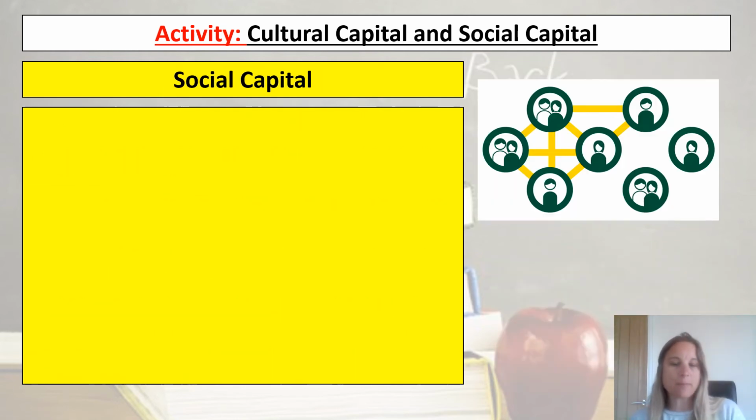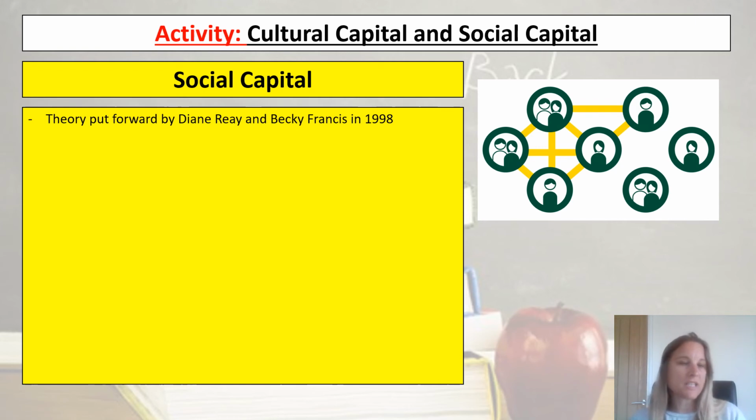So we've looked at cultural capital. The next aspect in terms of success at school is social capital. And this was put forward by two sociologists called Diane Ray and Becky Francis fairly recently in terms of what we normally look at, in 1998.